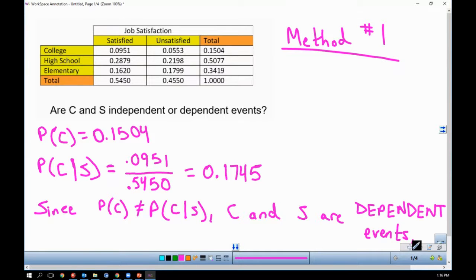Do you have a trick or some type of thought that might help us remember that dependent is changing and independent is no change?